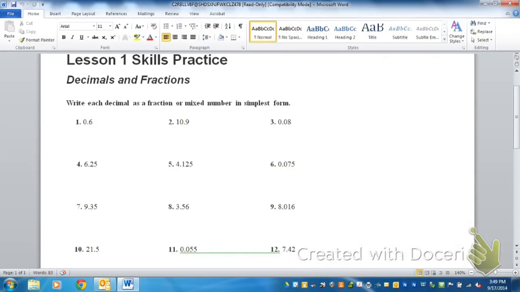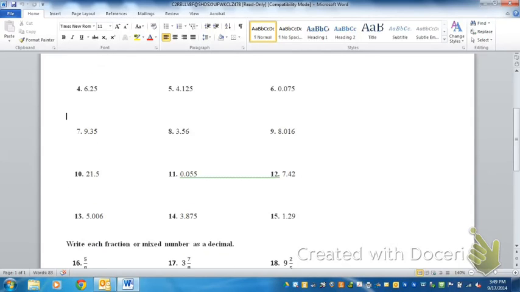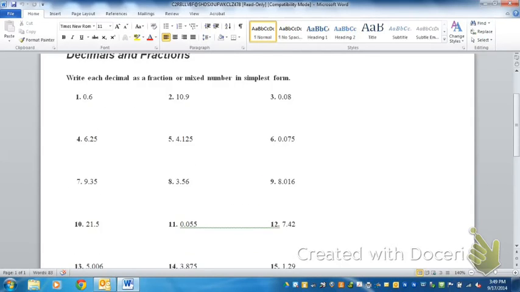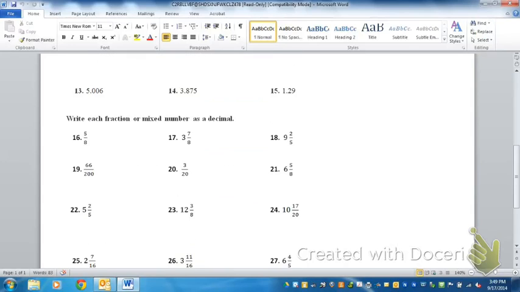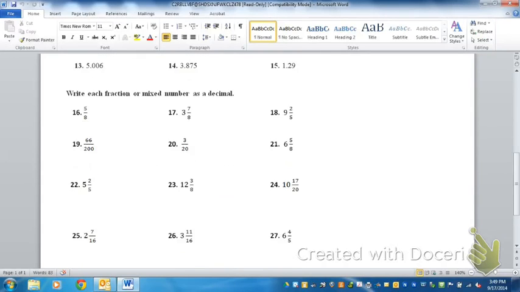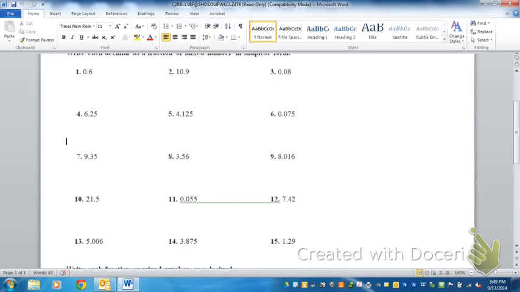On day 2, they'll have this as a worksheet for them to do in class, possibly homework if they don't finish. The first problems are going to change from 1 through 15. They're going to change these decimals into fractions, and from 16 through 27 they're going to change these fractions into decimals. So I'll do a couple of these up top.